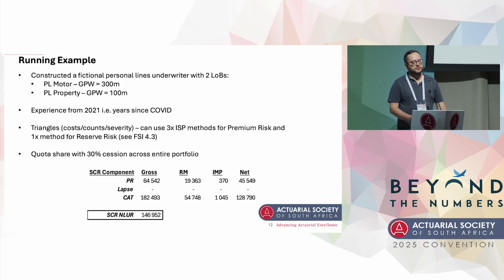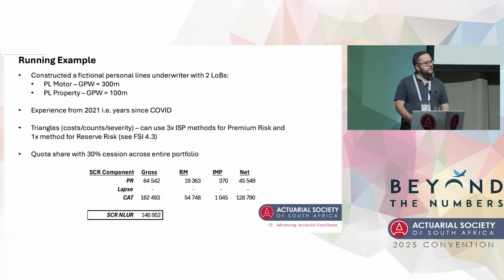Imagine a fictional personal lines underwriter with 2 lines of business, more on the motor side and a little bit on the property side, so about a 3-to-1 split. We've simulated some experience since 2021, which is your year since COVID. And we've also simulated 3 different triangles. We've got costs, counts, and a severity triangle, which means that theoretically we can use the different premium risk methods and the different reserve risk methods.